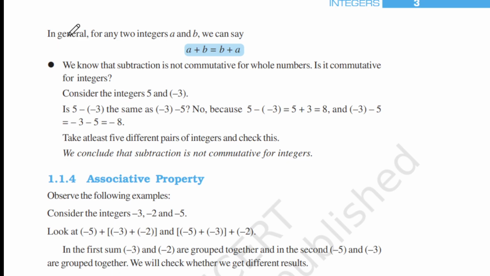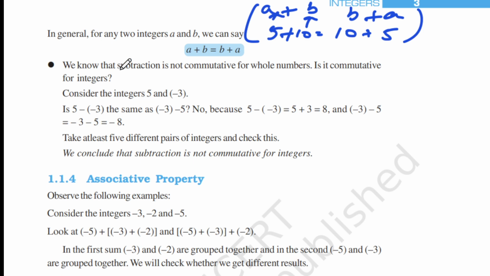So in general, for any two integers a and b, we say a plus b is equal to b plus a. For example, 5 plus 10 is equal to 10 plus 5, where a is equal to 5 and b is equal to 10. So a plus b is equal to b plus a.